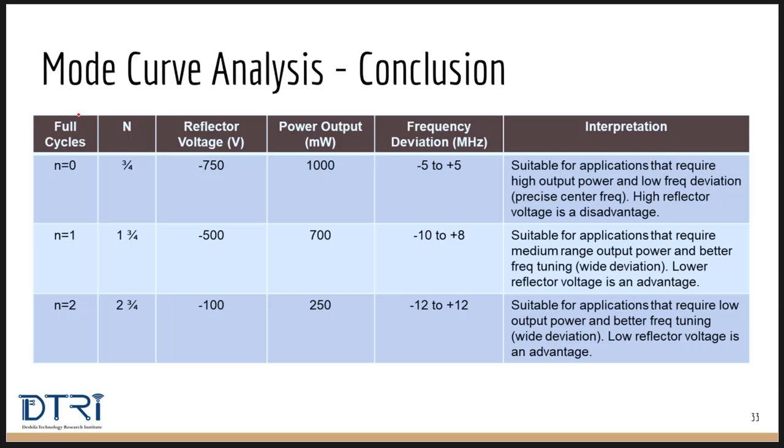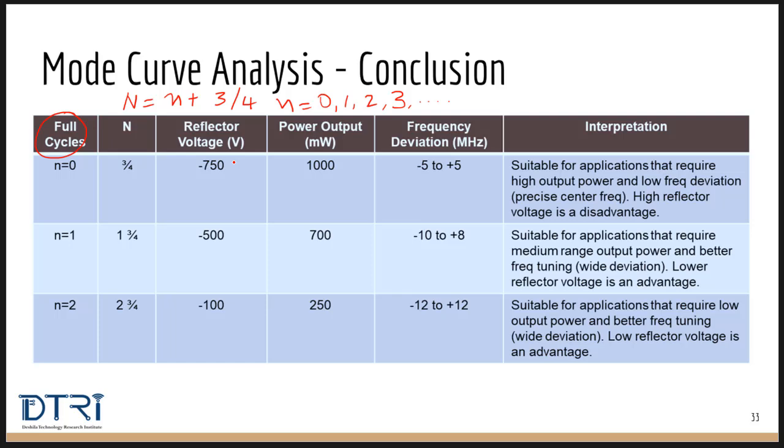The first column says full cycles. We have discussed the equation. This is the equation for the mode curve. We know that, and so on. So this describes the full cycles, small letter n, and this is the fractional cycles, capital N, and then this is the reflector voltage.